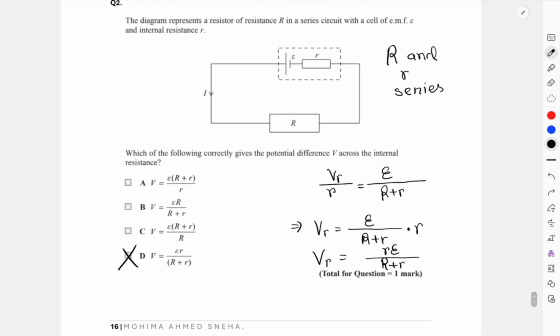Over here, they're still using the same concept. Current is the same, so using that ratio between the voltage and current to find the voltage of this internal resistance.